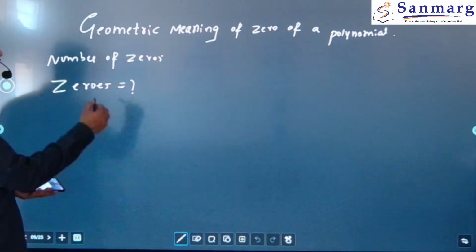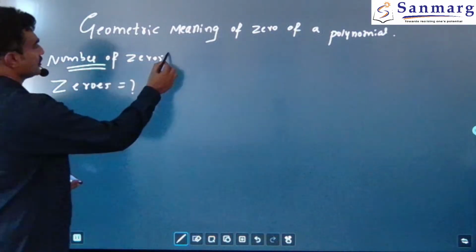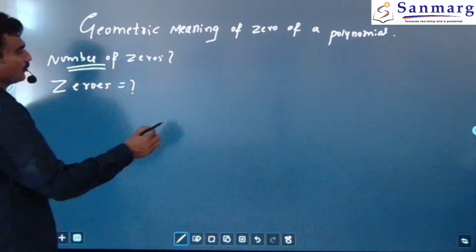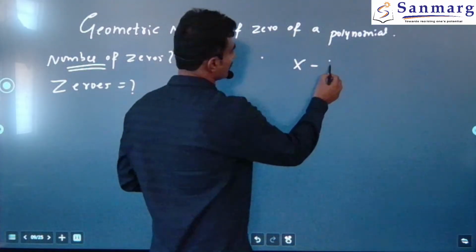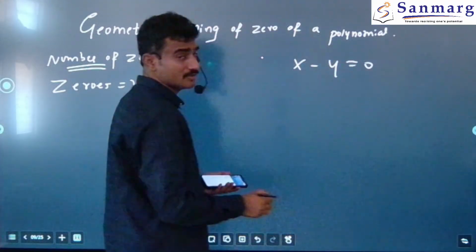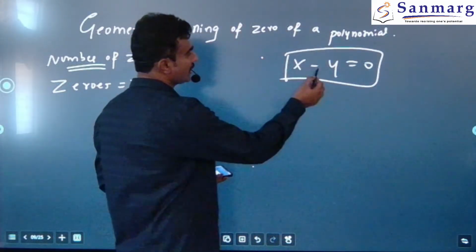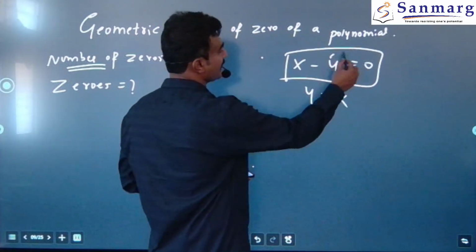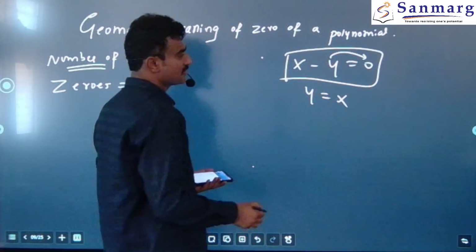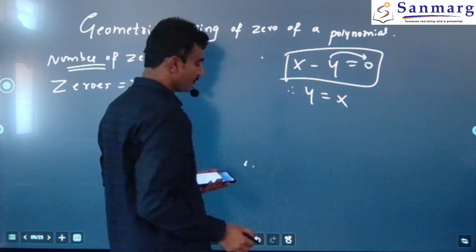Next, what is the geometric meaning of zeros of a polynomial? Suppose I take an example of a linear equation, x minus y is equal to 0. I can write x minus y equal to 0 as y equal to x. Minus y, take it to the right hand side, it becomes plus y. Therefore y is equal to x.